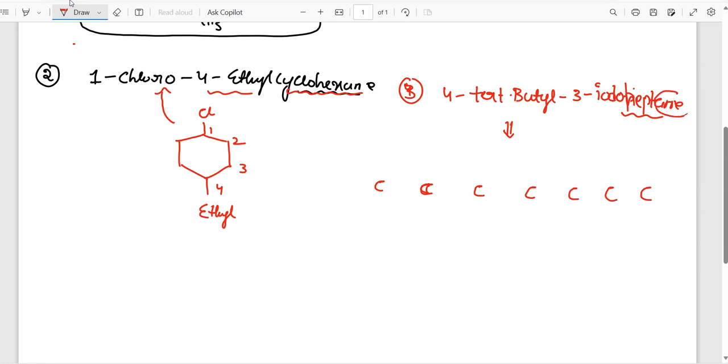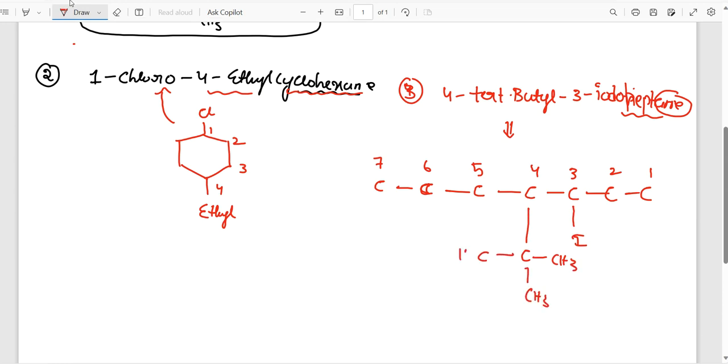We observe that "ane" means there is a single bond present between the carbons. At the third position, the iodo group is present. Now let us consider that the numbering starts from this side: 1, 2, 3, 4, 5, 6, and 7. At the third position the iodo group is present, and at the fourth position we have the tertiary butyl. It's a structure C bond CH3, bond CH3, bond CH3. Here is the structure of tertiary butyl.